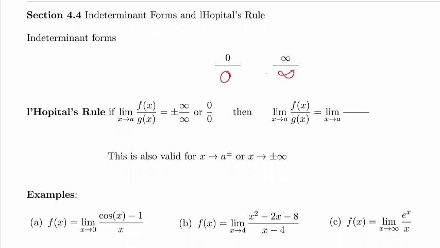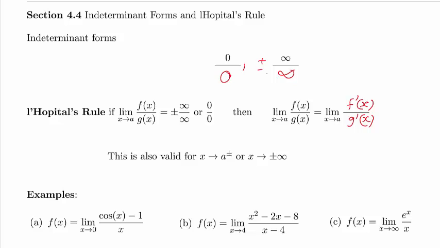All right, so this brings us to L'Hopital's rule. If we have the limit as x approaches a of two functions, f of x divided by g of x, and we get infinity over infinity, which could be positive or negative, it doesn't matter, or if we get 0 divided by 0, then the limit as x approaches a of f of x over g of x is the same as the limit of f prime of x over g prime of x.